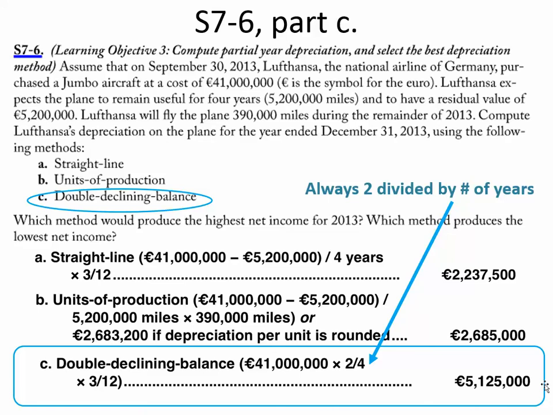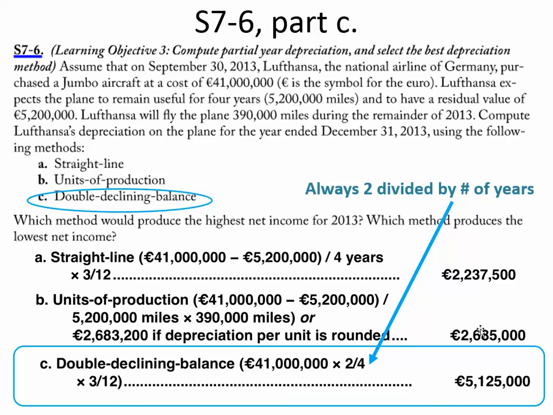Now, there are two questions that we can answer. Which method would produce the highest net income for 2013? Well, the method that produces the highest net income is the one that has the lowest depreciation. So that's going to be straight line.